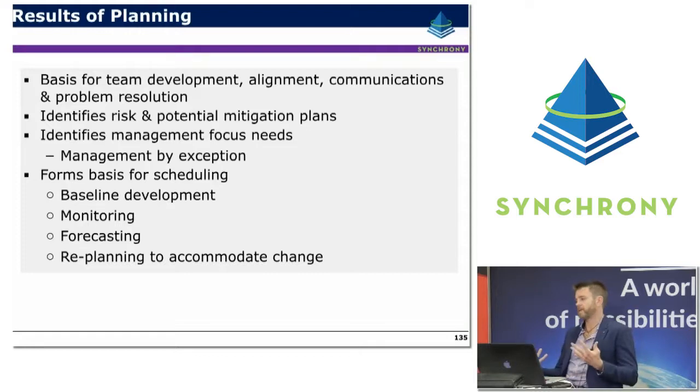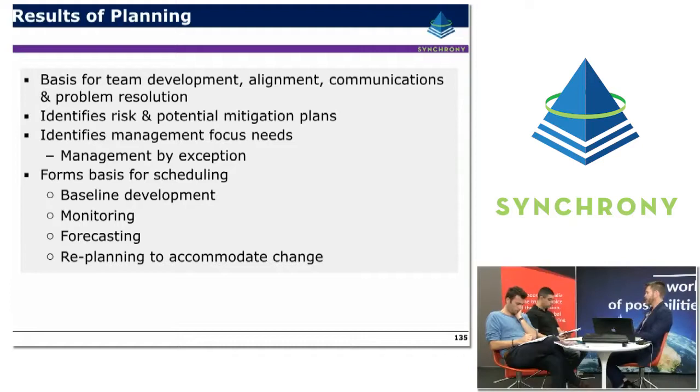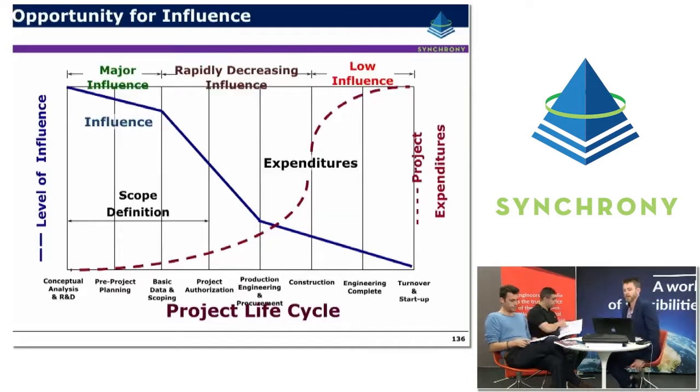So if you have a good plan in place, it's fairly easy to identify things that are falling off plan, which means that everything that's on plan can be off the radar, and the elements that need management attention can be given management attention. It forms the basis for baseline development, monitoring, forecasting, and even replanning to accommodate change. So if you've documented what the basis was for your original plan, when a new change comes along, it's fairly easy to identify where the assumptions might be different to your original plan. And so it's all about the opportunity to influence the plan.